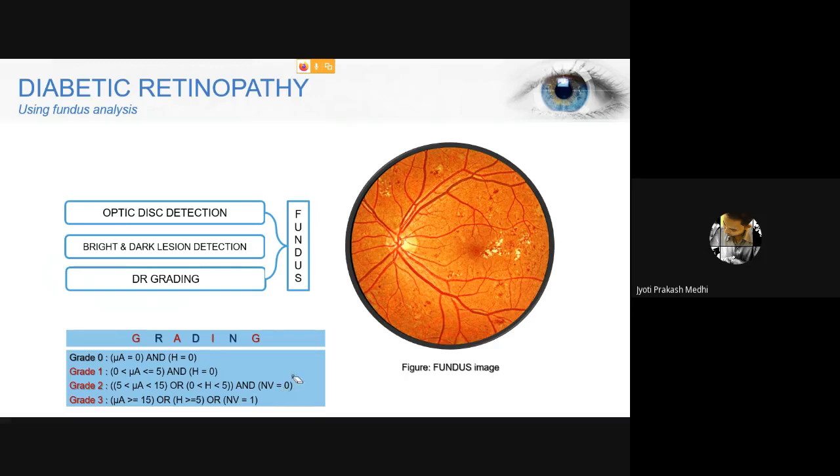Neovascularization means newly grown blood vessels. Then the last stage is grade 3, where microaneurysms are more than 15 and hemorrhages are more than 5 and we see neovascularization. So these are various grading stages which are required for identification of diabetic retinopathy.